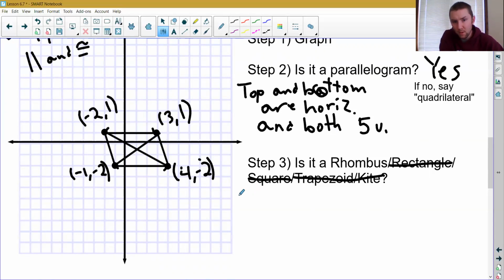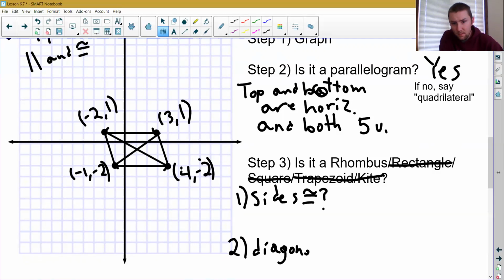So there's sort of 2 options, and I'm going to do it both ways for you real fast. Number 1 option is sides congruent. Like, are these sides congruent to each other, all 4 of them? And number 2, are the diagonals perpendicular? Remember, our symbol for that is just the upside down T. Are the diagonals perpendicular?